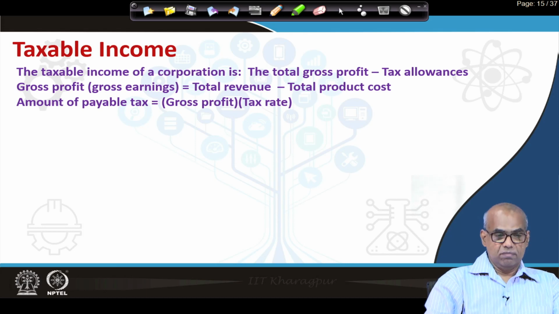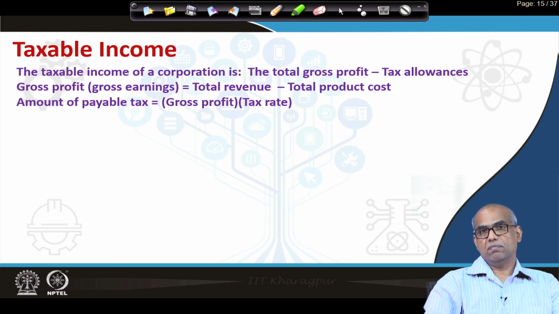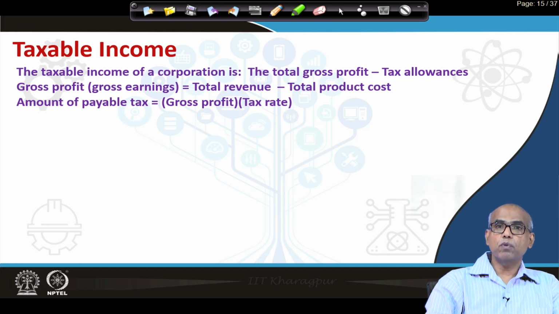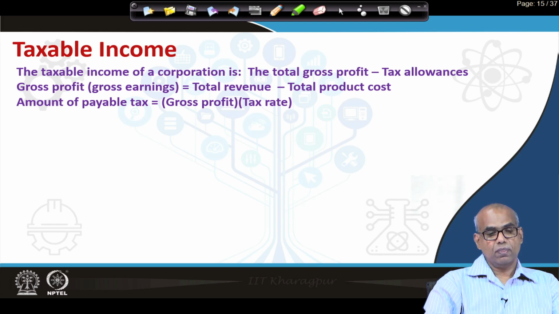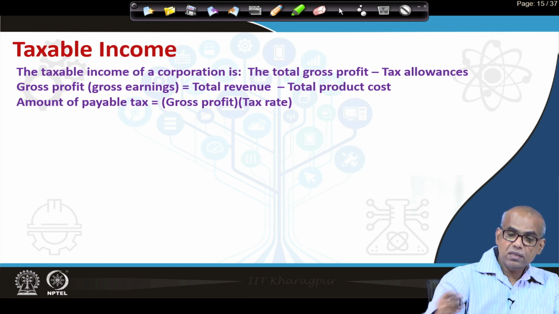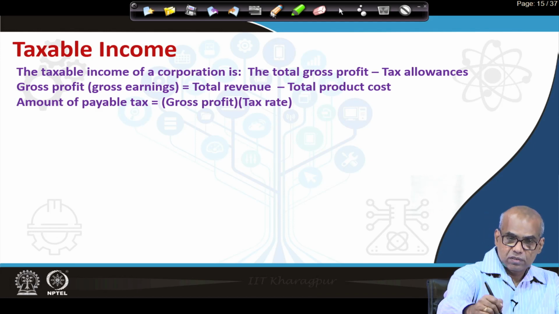So, what is taxable income? The taxable income of a company is the total gross profit minus tax allowances. There are several tax allowances, different countries give different incentives for doing business. So, different countries give different tax allowances. Depreciation is one of the important tax allowances. So, taxable income of a company is the total gross profit minus tax allowances.